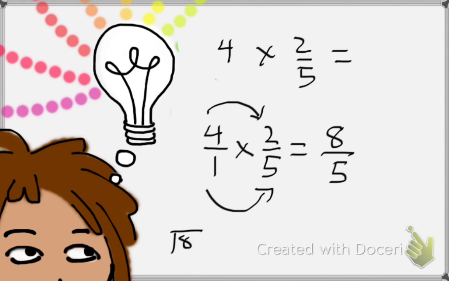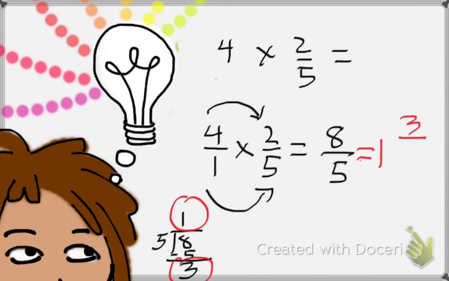So let's do our rough work here. 8 divided by 5. Alright, 8 divided by 5 equals 1. 1 times 5 equals 5. And 8 take away 5 equals 3. There you go. So we have 1 and 3/5. So we have our answer, a mixed number, 1 and 3/5.